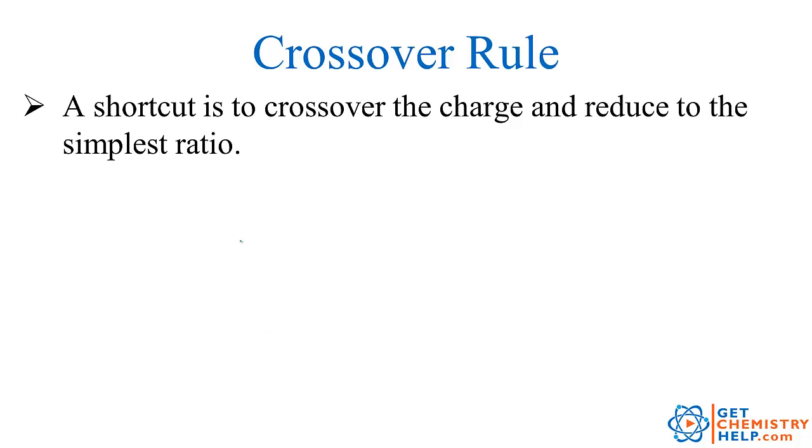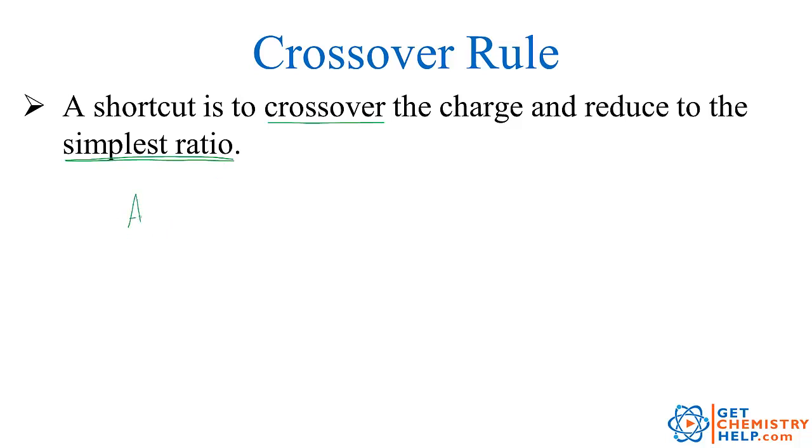Now there is a shortcut that can help us figure it out when the charges aren't equal, and that's called the crossover rule. What we do is we cross over the charges and then we reduce it down to the simplest ratio. And this part here is key. Don't forget it's always got to be the simplest ratio.